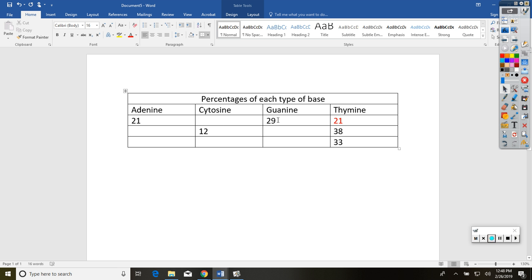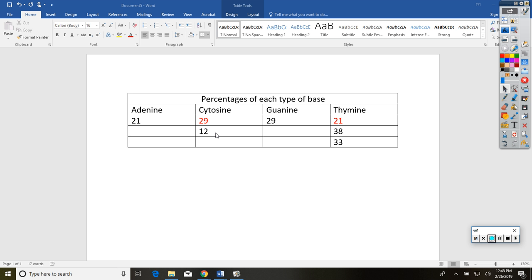Likewise, if you're given 29% of the guanine, you know the cytosine then because cytosine and guanine should be equal to each other. If you add all of those together, they should add up to 100%. So that's always a quick way to check and make sure that you've put the correct numbers in because they will add up to 100%.